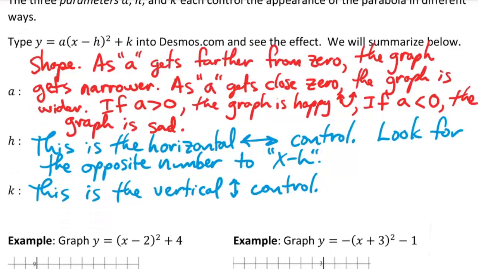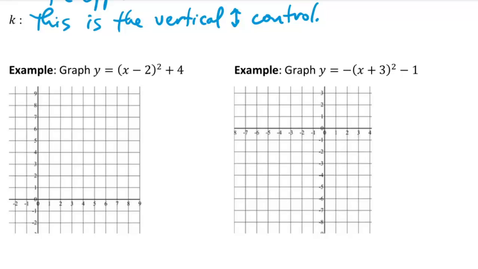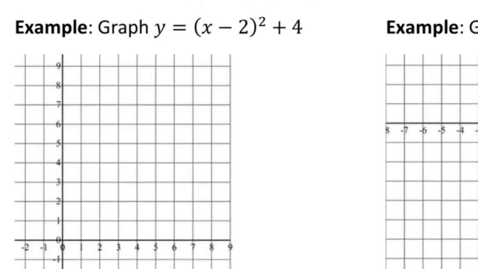So let's look at a few examples. Graph y equals (x minus 2) squared plus 4. I'm going to look at x minus 2. I look at the minus 2, but then I realize that the h value is actually positive 2. It's the opposite of what you see. So the vertex is at 2. The number at the end, 4, you can trust that. If it's 4, that means that's 4 in the vertex. So (2, 4) is the location of the vertex.